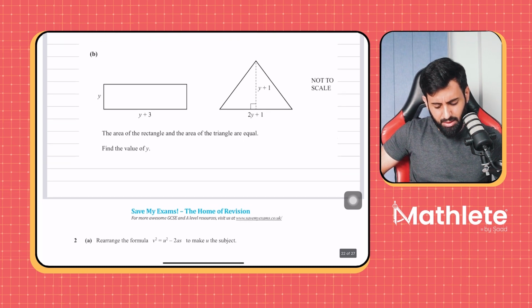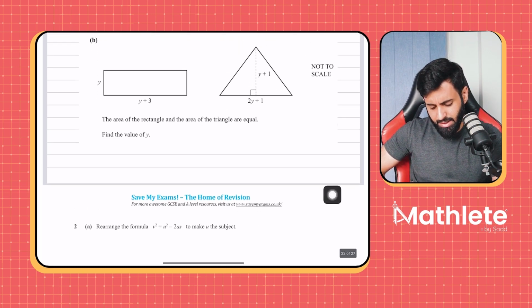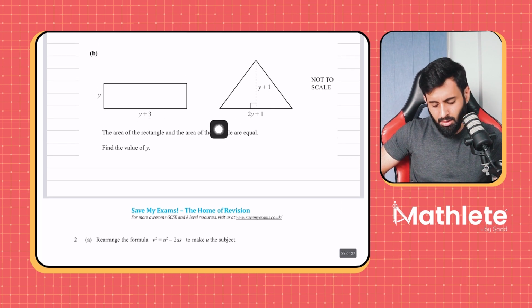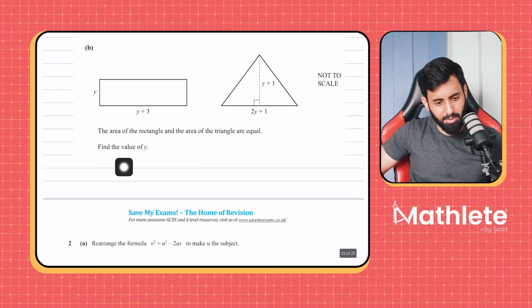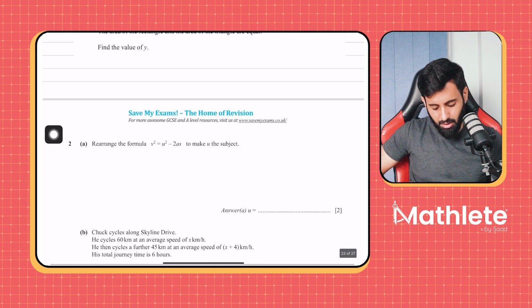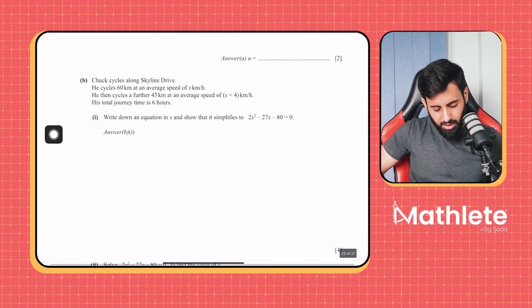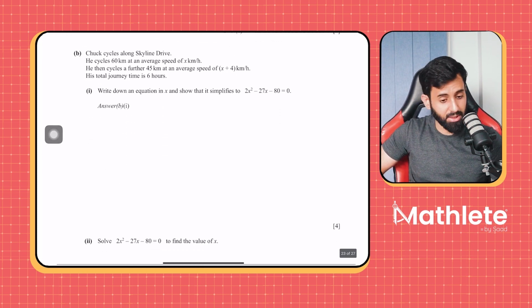Area of triangle and the area of rectangle are equal. Area of rectangle is going to be y into y plus 3. Area of triangle is going to be half into 2y plus 1 into y plus 1. Okay, and then you can cross multiply, solve, make a quadratic equation out of it. So this is a straightforward question. In the same part, it wants you to find the equation and also solve it to find the value of y. Okay, so here's a question which is slightly more complex, and now we're doing some past paper questions.